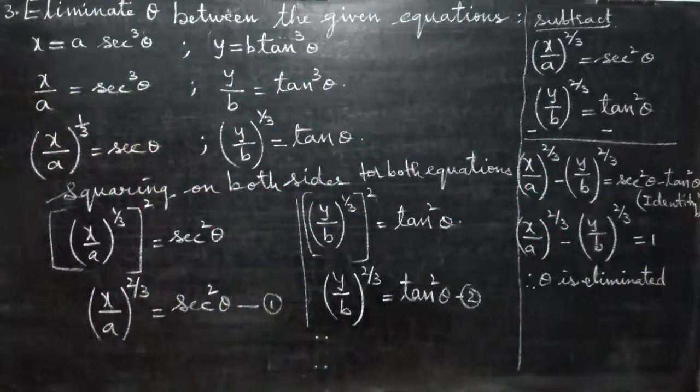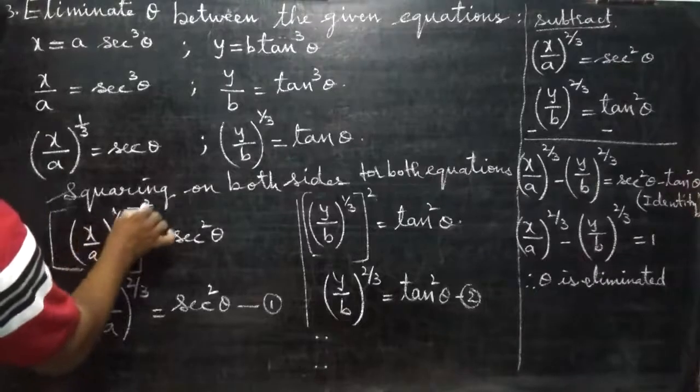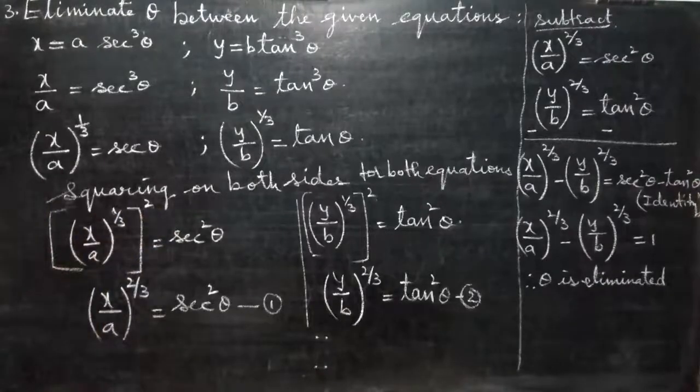Don't get confused by seeing those powers. A power m whole power n is A power mn, multiplication. Bracket indicates multiplication. Whether to add or not, your brain should tell according to the identity.